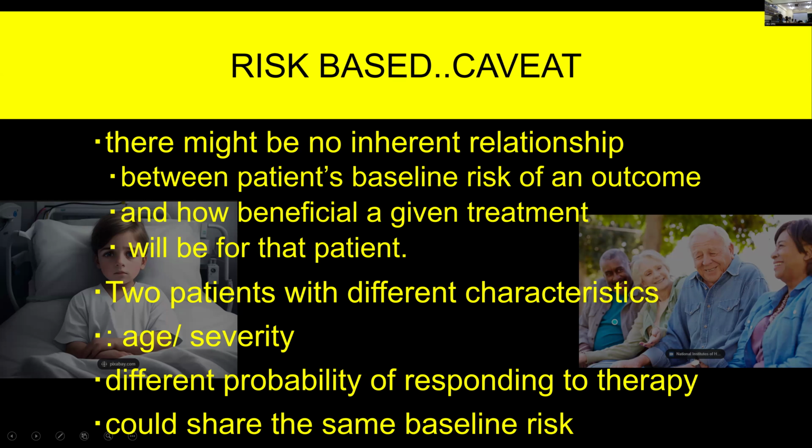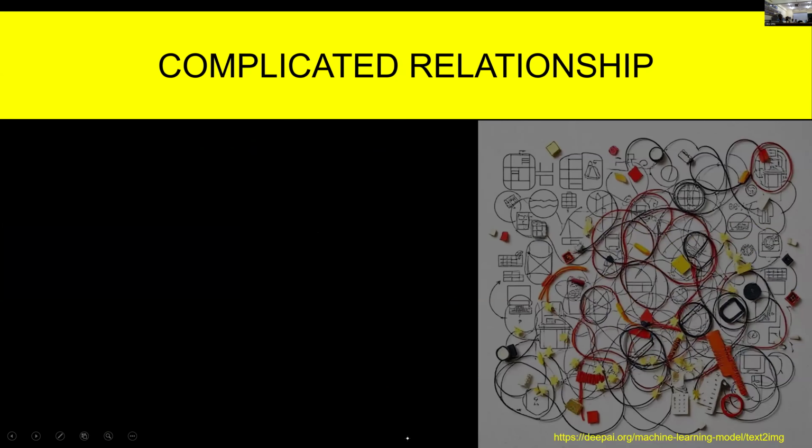APACHE score, for example, is acute physiology and chronic health. If there is leukemia, lymphoma, cancer, or CLD, the score becomes high. So even if you use a risk-based score, there may be populations within that with the same score but different actual risk. So don't blindly follow the risk-based scores. So then it's another complicated relationship.